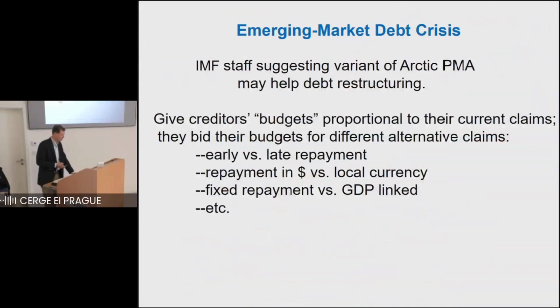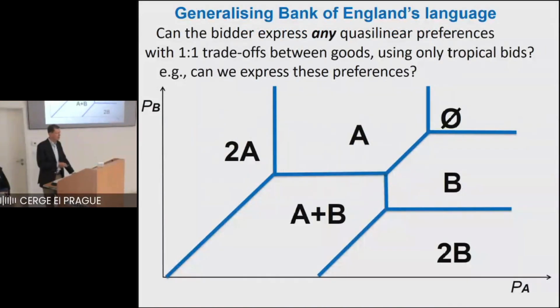So that's the Arctic language, and in fact that's the language that the IMF might find helpful, because creditors' budgets will be proportional to their current claims. And so you'll bid your budget for different alternative claims, which may be early or late repayment, repayment in dollars, your local currency, fixed repayment versus GDP. By the way, I hope I said that Zambia is not the country that's looking at this, even though Zambia is about to have a debt crisis. I talked to them about other things when I collected feathers from them. So that's Arctic and tropical.